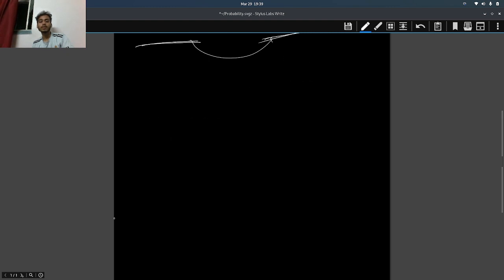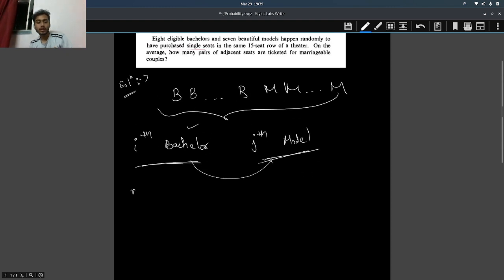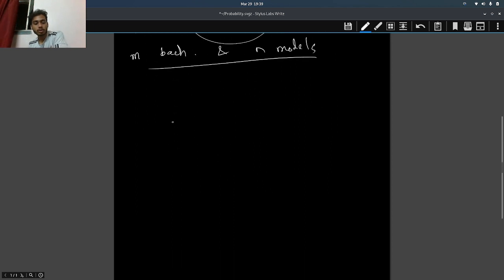Let's say there are M bachelors and N models. Let's generalize this. For M bachelors and N models, we can see that the ith bachelor and jth model can sit in two different ways, BM or MB, and they have 14 different pairs of seats to sit in, and 13 factorial ways in which the others can arrange around them. Then over all the bachelors and models, we get this M and N.